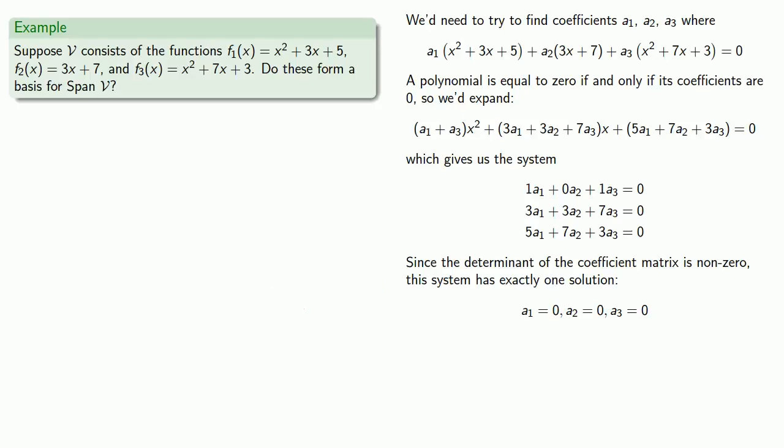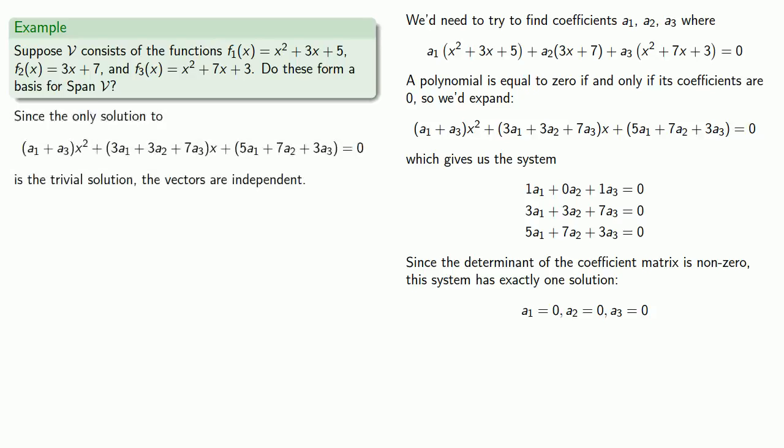And going back to the original problem, this means that the only linear combination that will give us 0 is the trivial linear combination, and so the vectors are independent. Now this approach works on polynomials, but even then it takes a lot of effort, and so an important question to ask yourself is, can we make this more efficient?